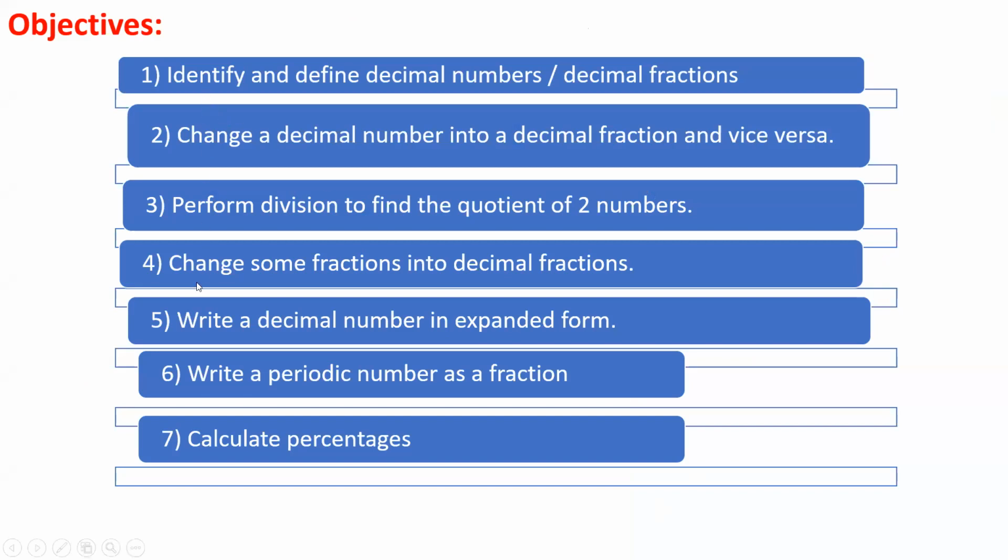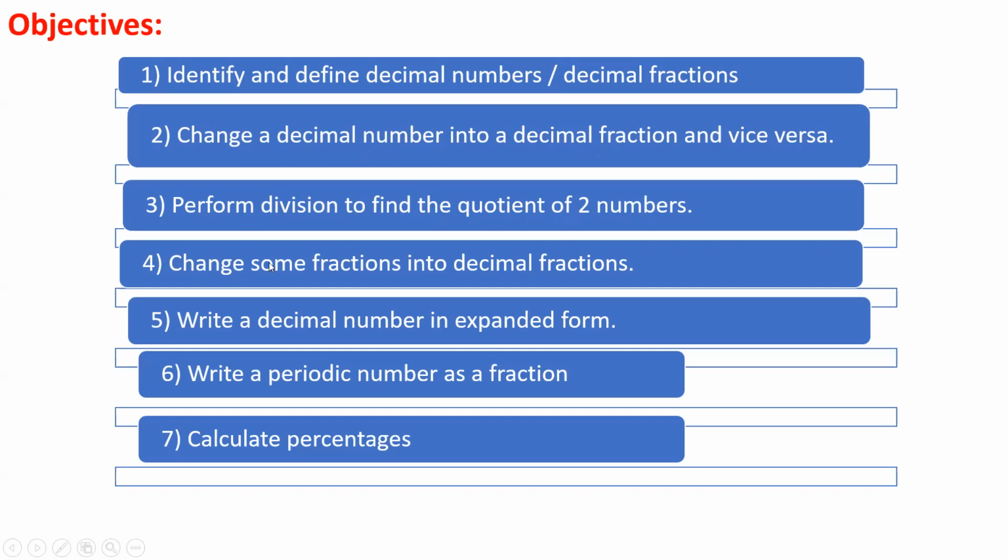What are the objectives of our lesson? Number one, identify and define decimal numbers and decimal fractions. Number two, change a decimal number into a decimal fraction and vice versa. Also, a decimal fraction to a decimal number. Number three, perform division to find the quotient of two numbers.